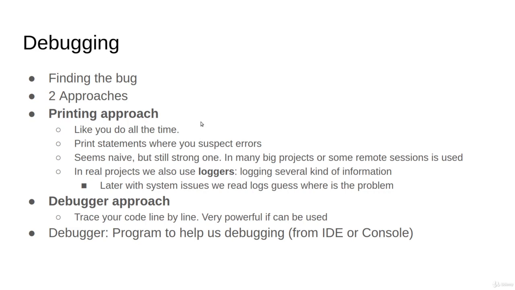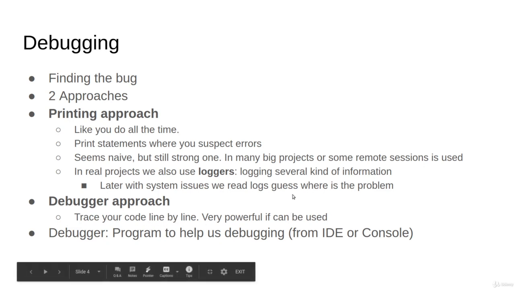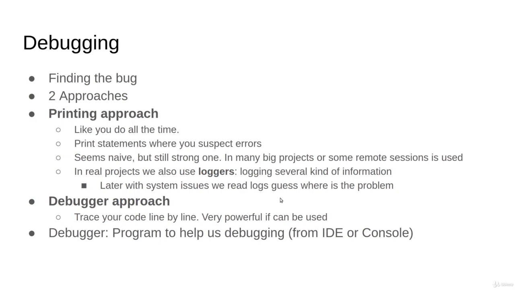The second approach, which is very nice and very useful in education, is what we call the debugger approach, and definitely very useful in industry. The debugger is a tool that lets you trace your code line by line. It is very powerful because you can see exactly what's happening instead of just putting a lot of print statements. So most of the time when we suspect a problem, we put a breakpoint and we tell the debugger to move to this line so that it tells us what is happening exactly in this line.